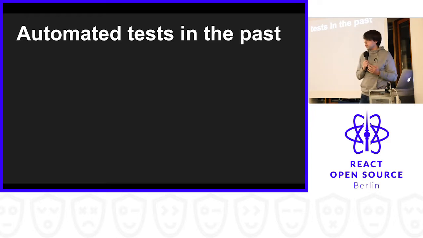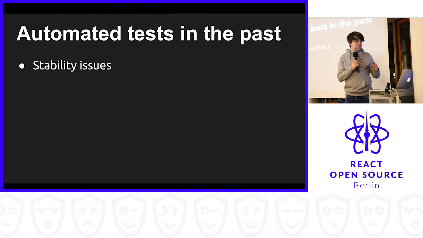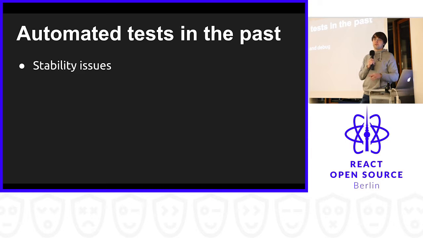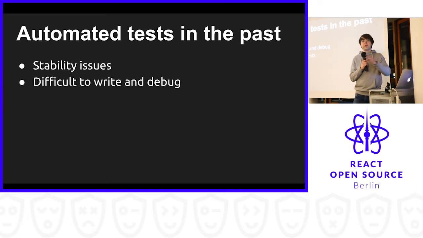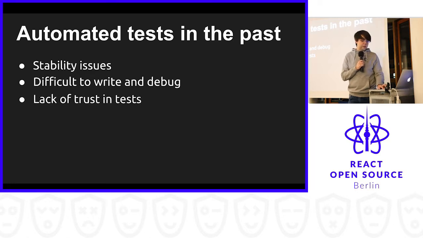But when it comes to automated tests, we had a metric ton of stability issues, and also those tests were difficult to write, even harder to debug, because sometimes you just have to do console log and that's it. And all of this leads to a complete lack of trust in tests. Like, who cares? Because if they are not stable, we don't trust them. And the most important part of our software is to be able to trust that it actually works.